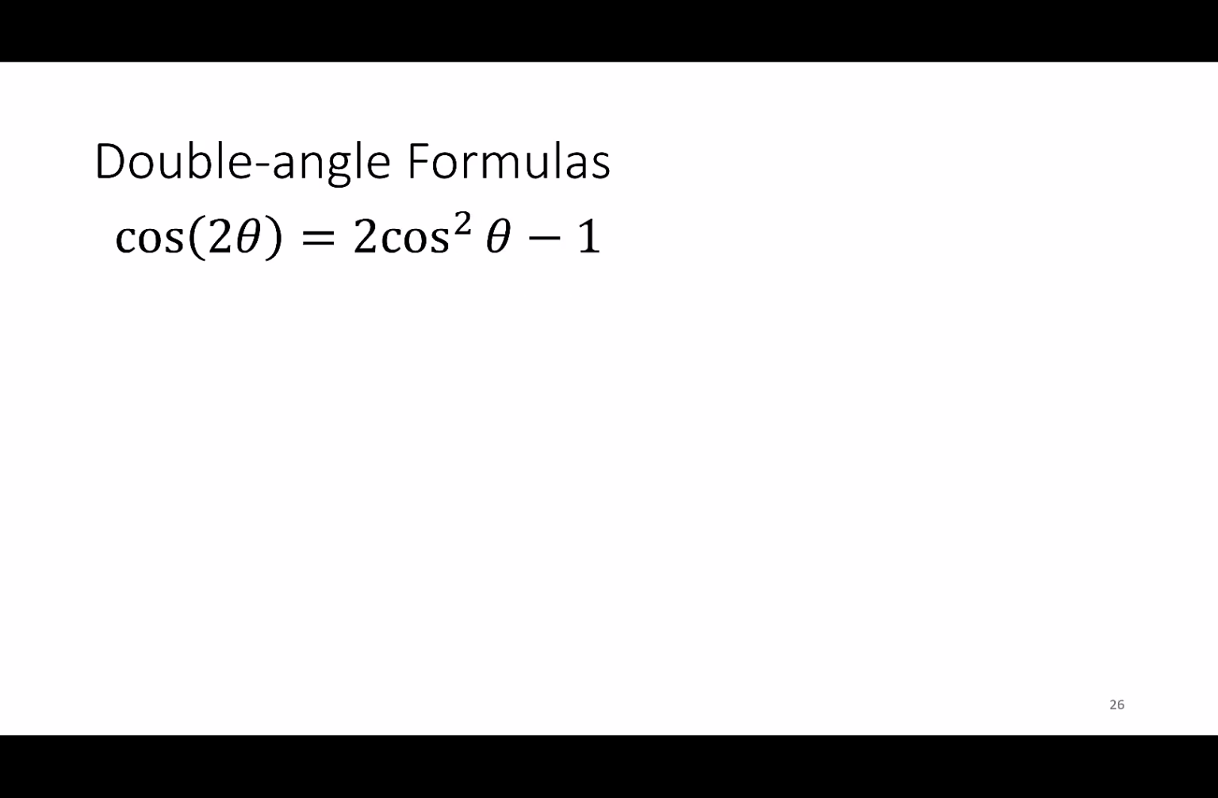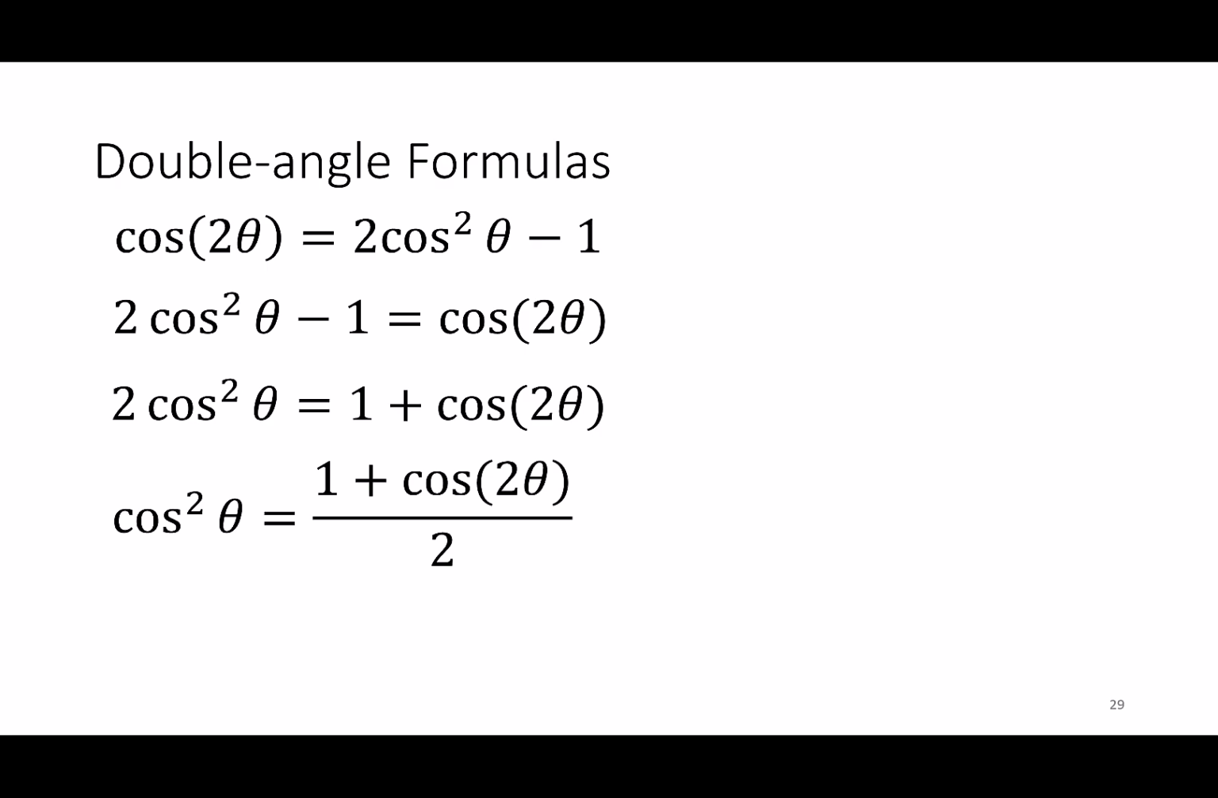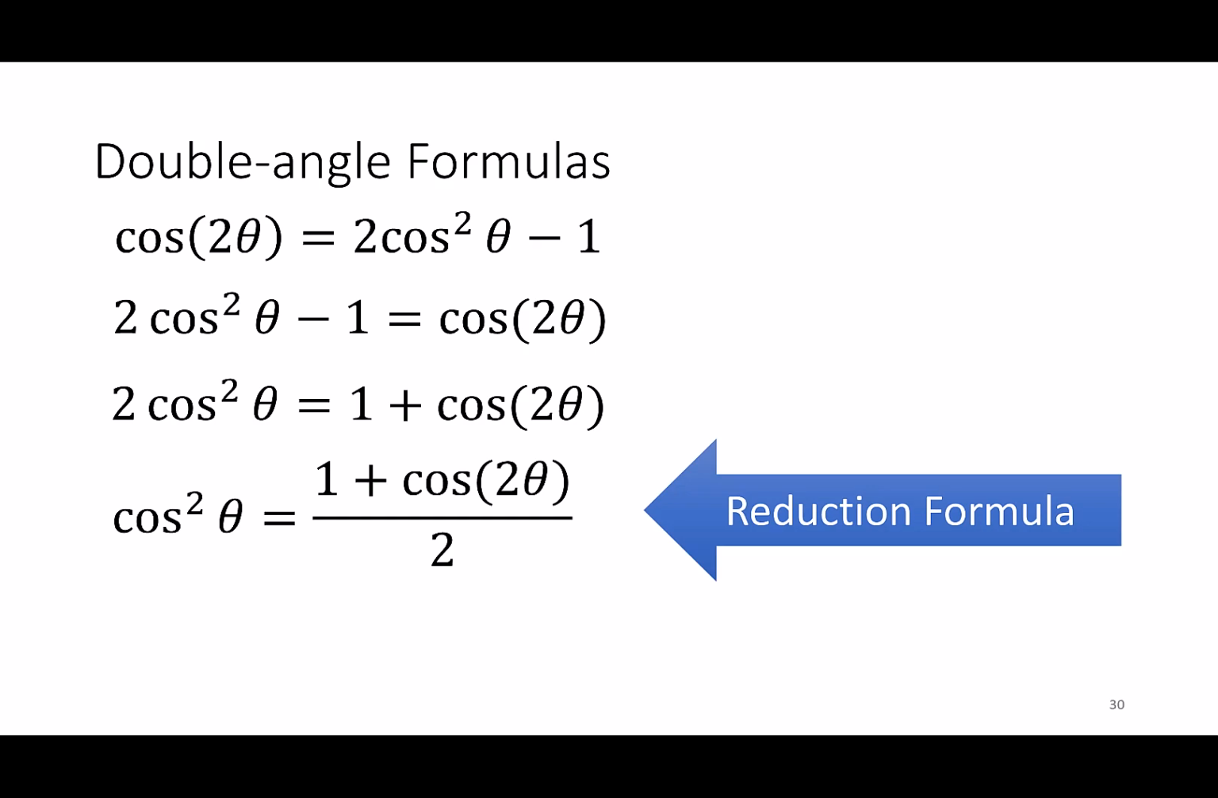This time we're going to use the double angle formula that cosine of 2 theta is 2 cosine squared theta minus 1. Just like last time, my first step is just going to be to flip this equation. This time, I want to solve for cosine squared theta. I'll move the 1 over. So I have 2 cosine squared theta equals 1 plus cosine of 2 theta. Then I divide by 2. This gives me cosine squared theta is 1 plus cosine of 2 theta over 2. Once again, I have a reduction of power. I have power 2 on the left, I have power 1 on the right.